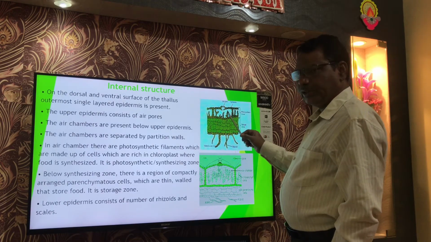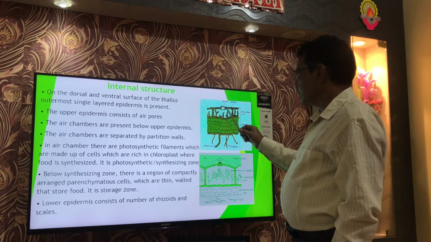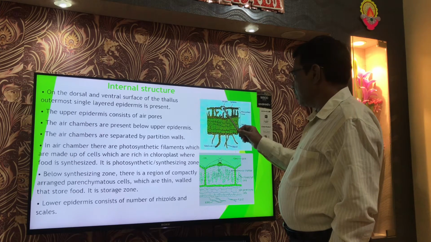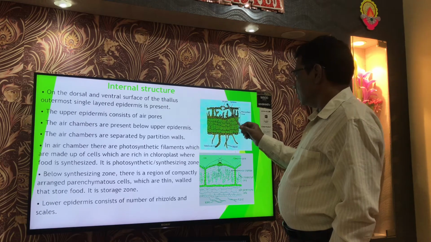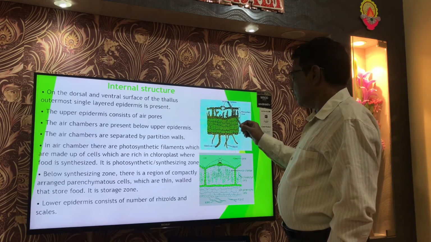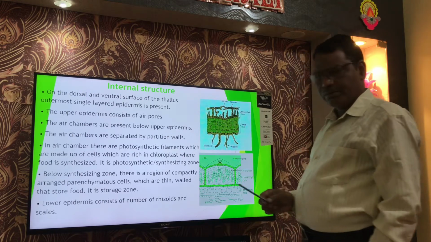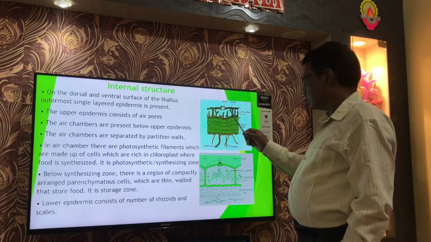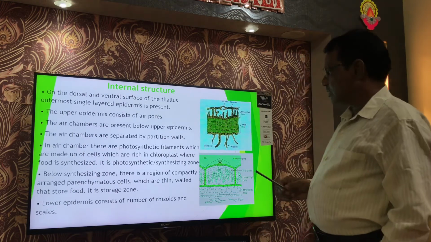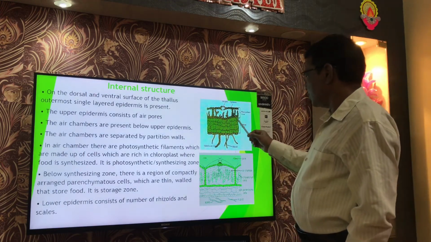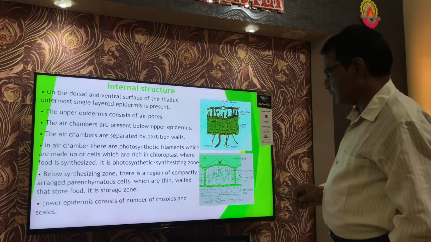The main function of the epidermis is protection. Then this air pore forms a communication of the air chamber with the outer environment, that means it helps in gaseous exchange, and all these green colored cells present in this region are photosynthetic in activity.